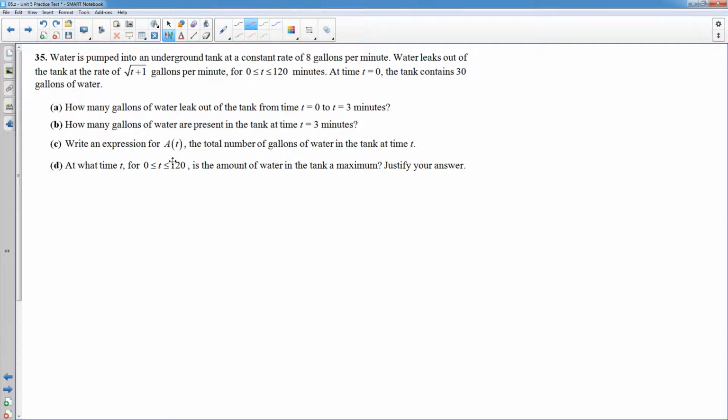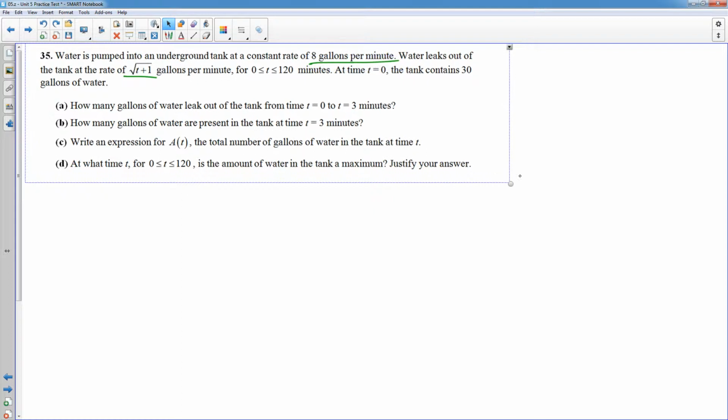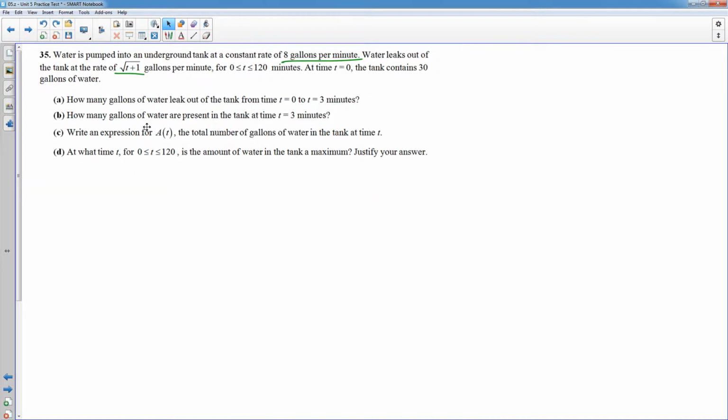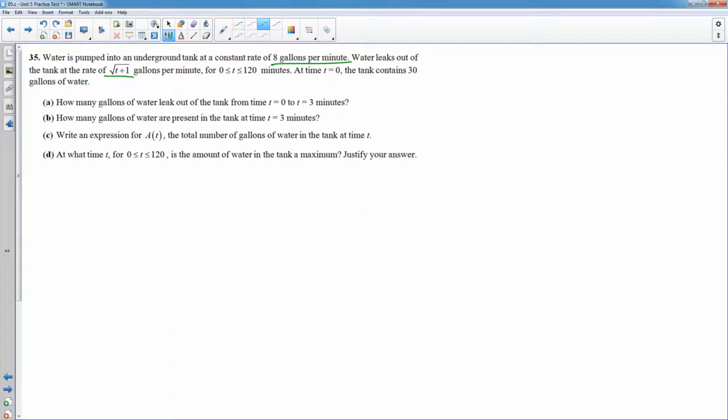Let's see, 35, we have 2 more. Water is pumped into an underground tank at a rate of 8 gallons per minute. Now that is a rate, 8 gallons per minute, and leaks out at another rate of root t plus 1 gallons per minute. Okay, when I see a question like this, these questions have become increasingly popular in recent years on the AP exam, where you are given a rate in and a rate out.